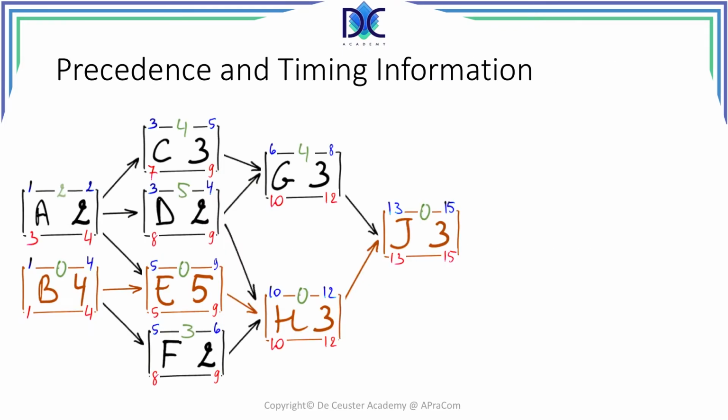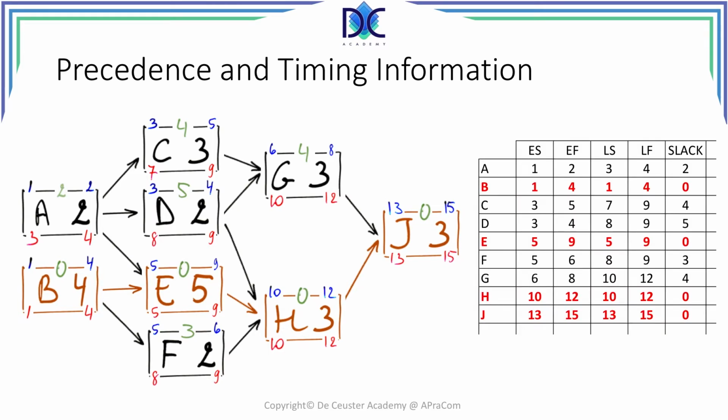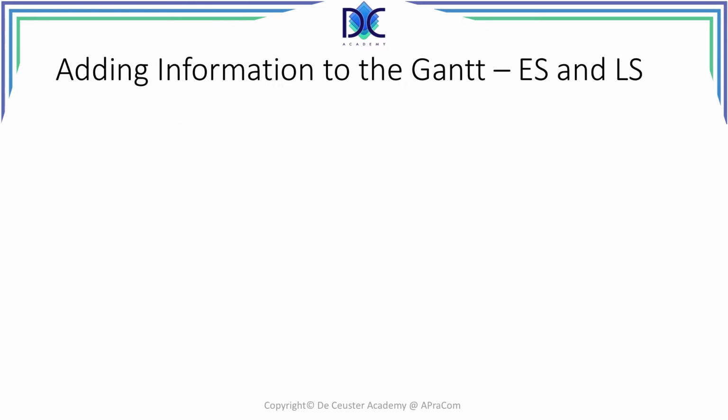The precedence and timing information we obtained from the exercise we completed in the previous section, we can summarize in a simple table. We have all the information about early start, early finish, late start, late finish, and slack, and the red bold tasks identify the tasks which are on the critical path. Let's now look at how we can add that information to the Gantt.